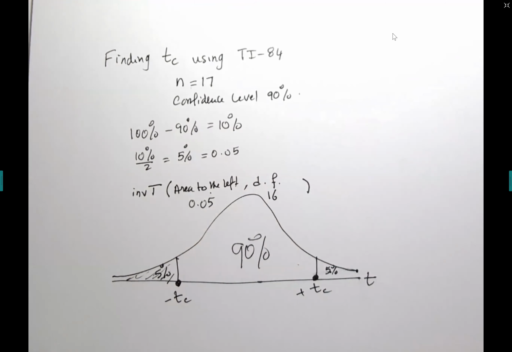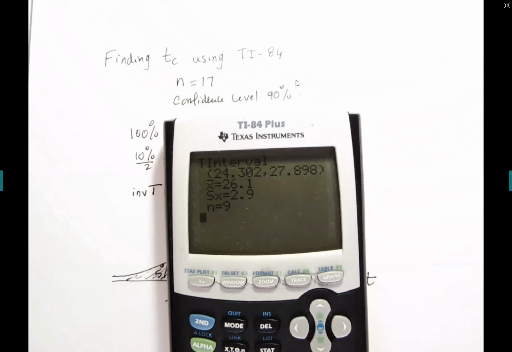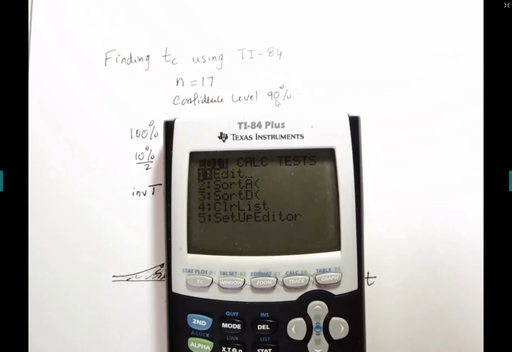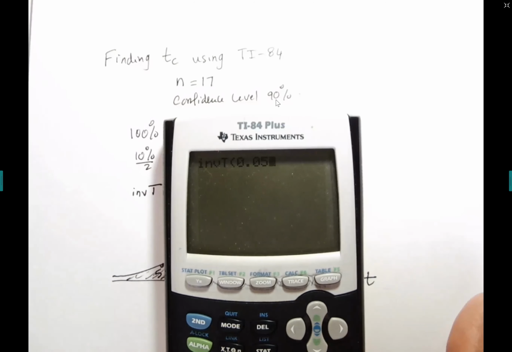How do you find the inverse T? Watch. You see, it's more work than using table 5, as you can see. So you go to stat. Second, variables for distribution. Okay, we used normal CDF in chapter 5, we used inverse norm in chapter 5, and we used it in 6 yesterday to find ZC, and now inverse T. Okay, you enter 0.05, comma, and the degrees of freedom, I said it's 16 here, and enter.